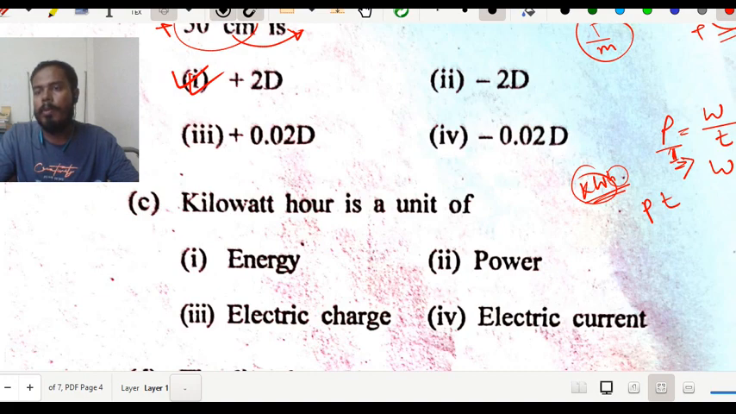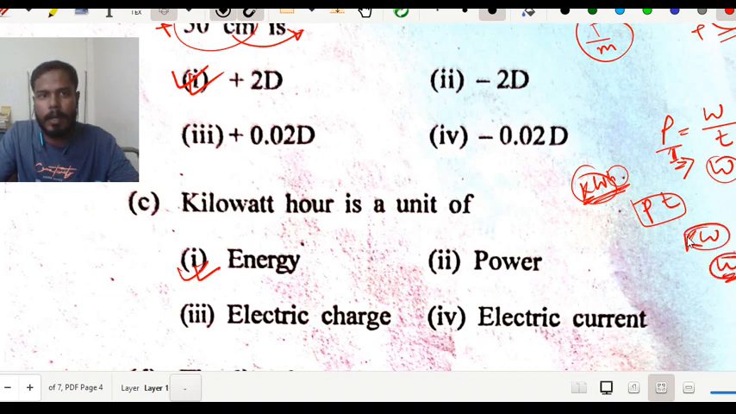So if we see PT, that means power into time, this is nothing but energy. So P into T, that means kilowatt hour. So kilowatt hour is nothing but energy. Okay, but only kilowatt or watt, this is power. Only watt or kilowatt is power. This is the unit of power. But since it is multiplied by H, that means the hour, time.